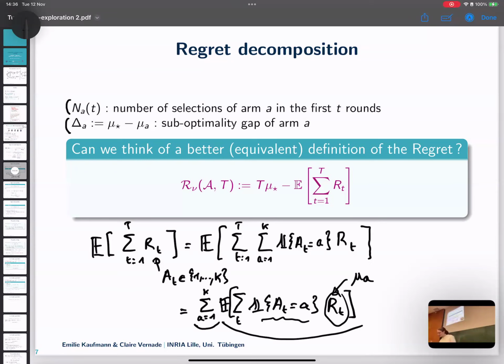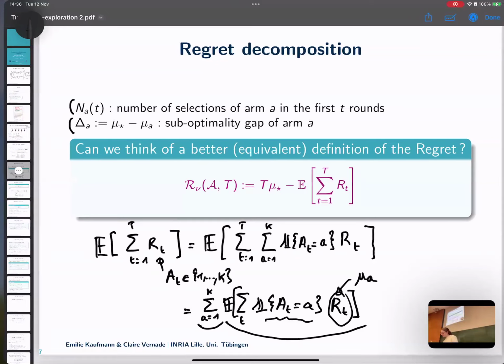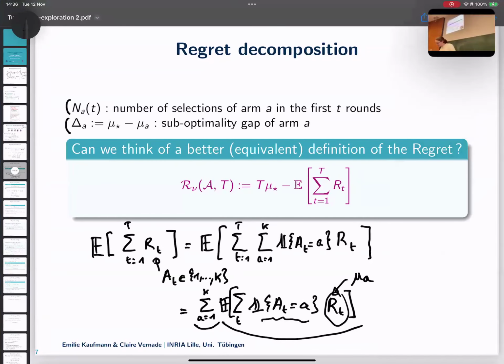But essentially you start seeing that this quantity is the sum over A of mu A times the expectation of the sum over T of the times I pulled arm A. I skipped one step here because I didn't do the job completely, but intuitively you see it.